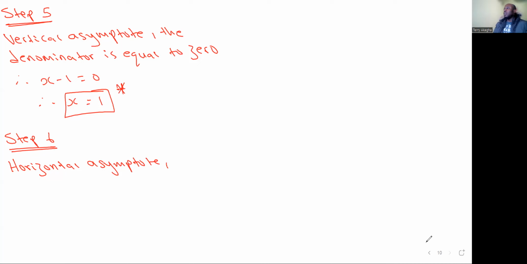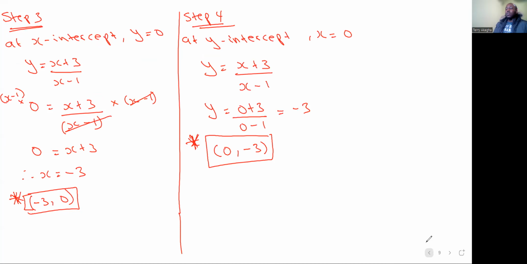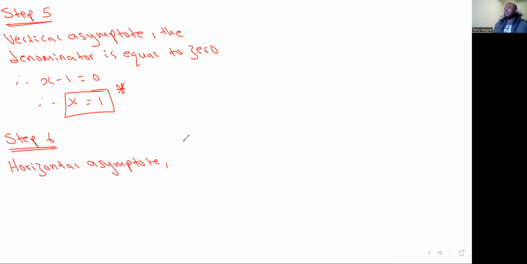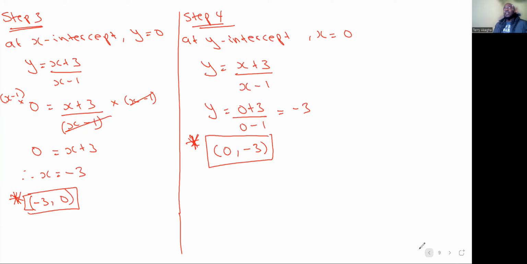we know that the degree of the numerator is equal to the degree of the denominator. In the simplified fraction, you can see the degree of the numerator here is 1, and the degree of the denominator here is 1. So that means the degrees are equal. So what do you then do? To find the horizontal asymptote, it will be the coefficient of the leading numerator divided by the coefficient of the leading denominator.